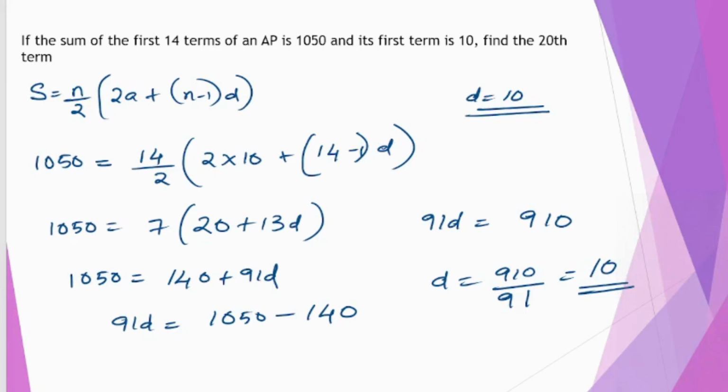To find the nth term, we know the formula is A plus n minus 1 into D. We need to find the 20th term. So A is 10, n will be 20 minus 1, and D is also 10. So that will be equal to 10 plus 20 minus 1, 19 into 10, that is 190, which is equal to 200. So the 20th term of this AP is 200. Let's see the next question.